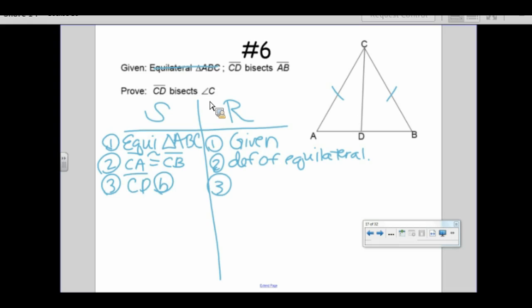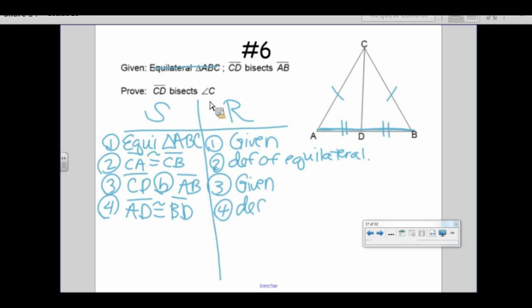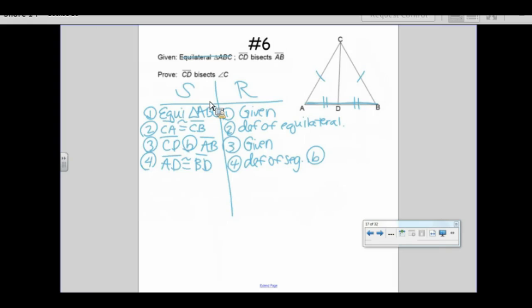CD bisects AB. Given. All right, well, AB has just been bisected. So I know I can go to my picture and I can add markings. And when I add markings, I need to document it. I now know that AD is congruent to BD. Definition of segment bisector. All right, going strong. That one's a dead end as well. We can't go any further.